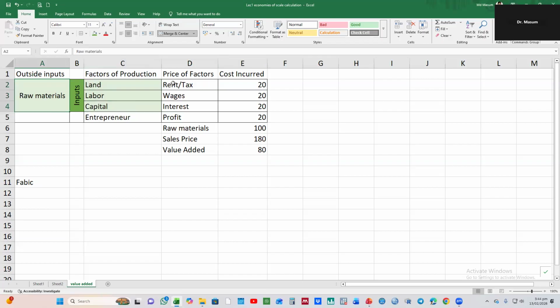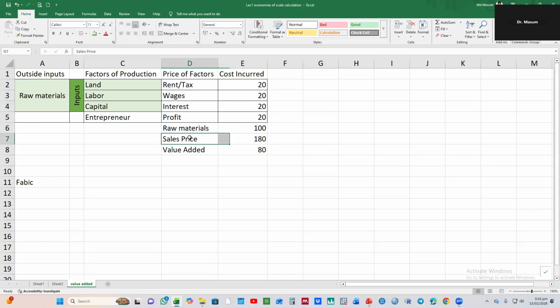Say for example, if you are paying rent $20, wages $20, interest $20, your total input cost will be 60. And the company is expecting a profit. Say the profit is 25%, or $20. So the total sales price will be the sum of all factor prices plus the company's expected profit. So here the total sales price is 100. The sales price also includes raw materials because you are buying the raw materials from outside. Altogether, the sales price includes rent, wages, interest, profit, and also the outside raw materials.